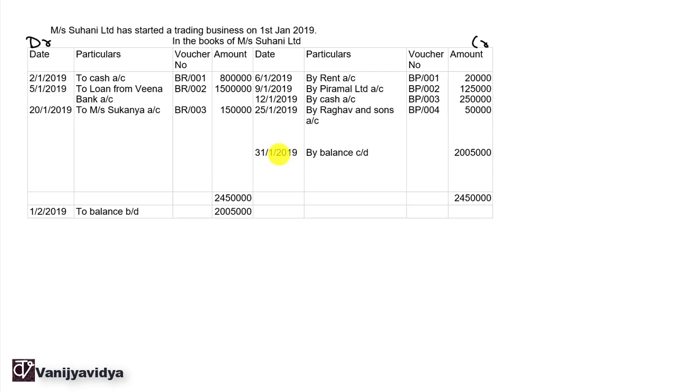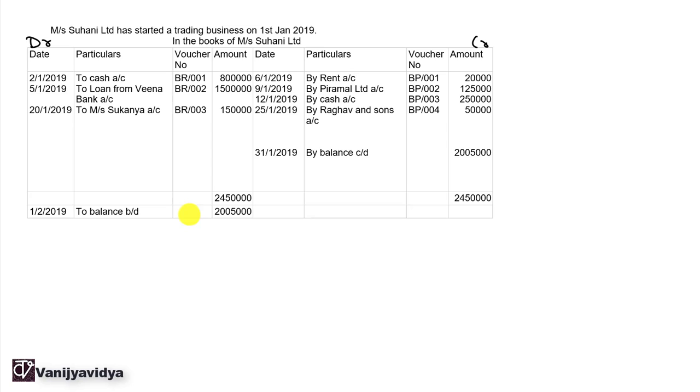On 31st Jan 2019, we have by balance carried down 20,05,000. So we are carrying it forward as on 1st Feb 2019 to balance brought down 20,05,000. This is a debit balance, that is a normal balance in the bank account. Since it's an asset, it will have a debit balance. Therefore, all the debit entries will represent either your receipts or deposits, whereas your credit entries will represent payment or withdrawal from a bank account.